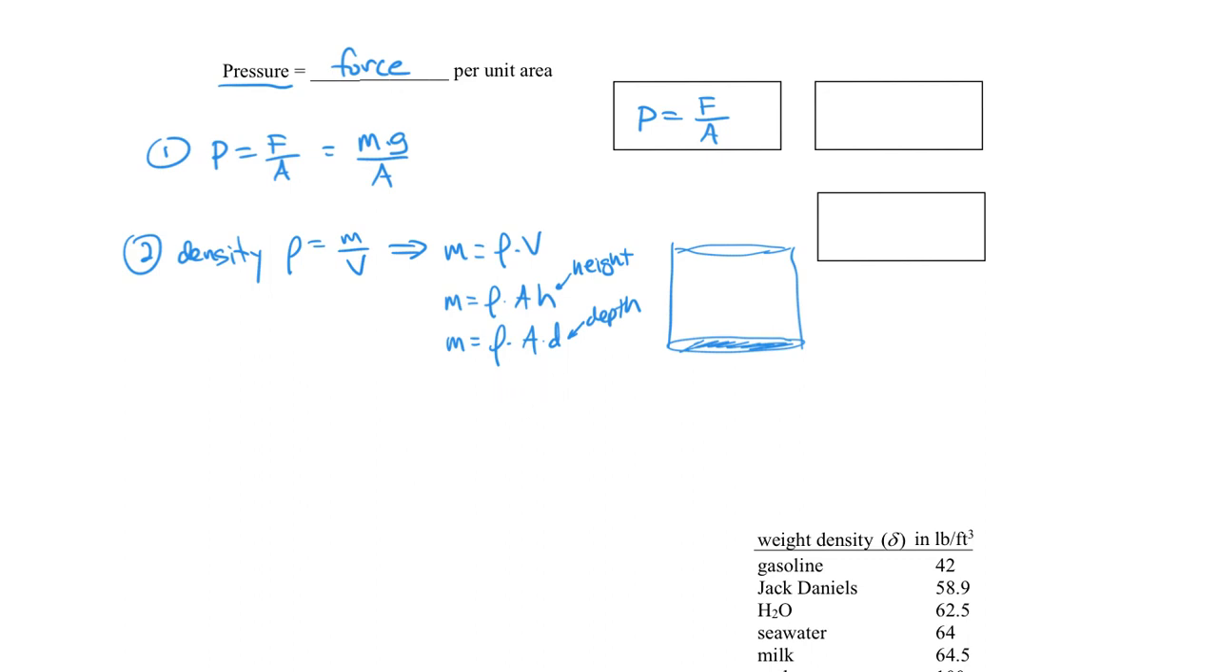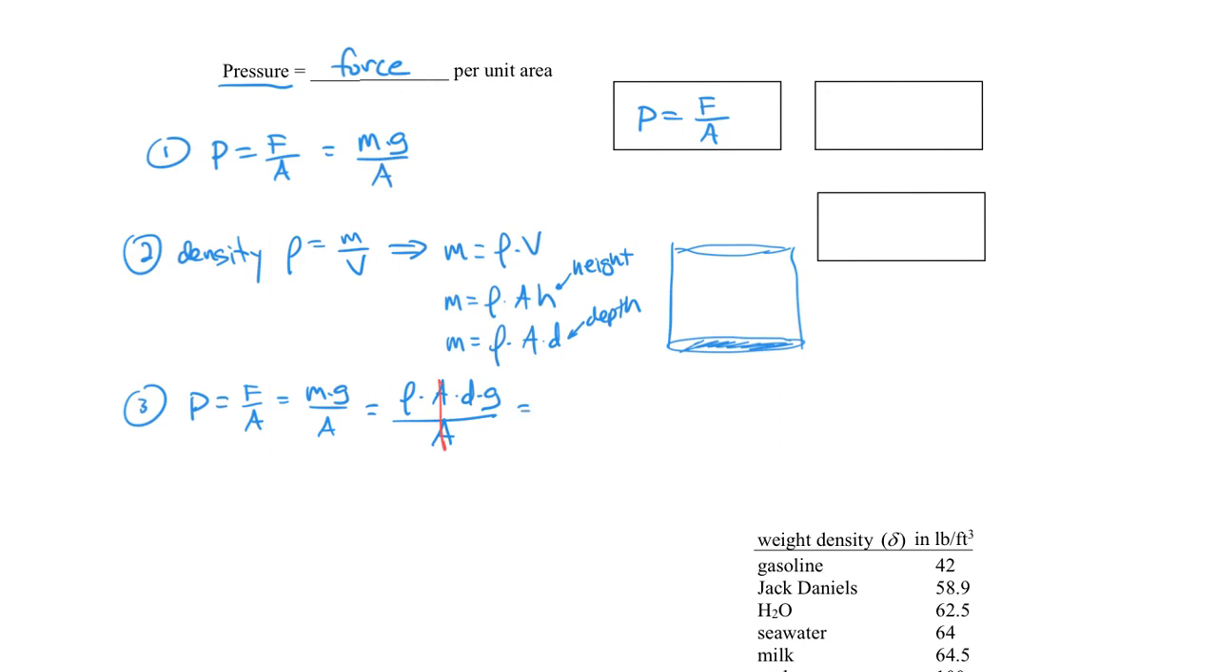Okay, so third thing we need, we're going to go back to pressure equals force per unit area. And then force is mass times gravity per unit area. And then we're going to use this formula for mass. We'll say that is going to be rho times A times D times G all over A. So we're keeping the G here, but the M we're putting in with this formula. Then we can cancel these A's. The areas cancel.